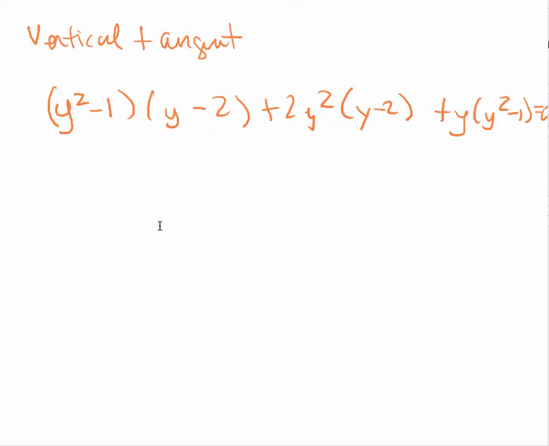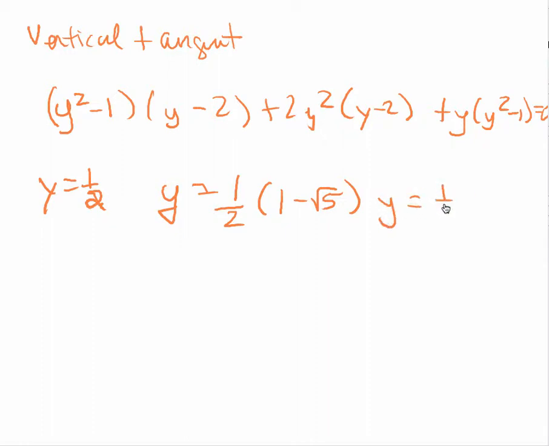And use your favorite way to find roots of polynomials, so Wolfram Alpha, or graph it on your graphing calculator and use a root finder, and we find that we get y equals a half, y is 1 half times 1 minus the square root of 5, and y is 1 half times 1 plus the square root of 5. And so then you say, well, but what do I do with that? That doesn't give me x and y coordinates.